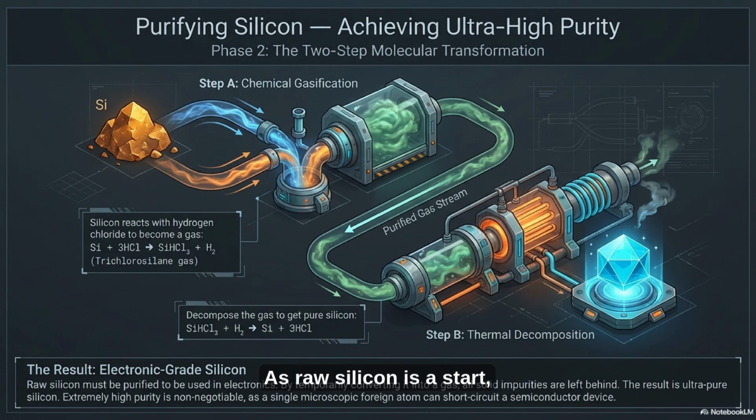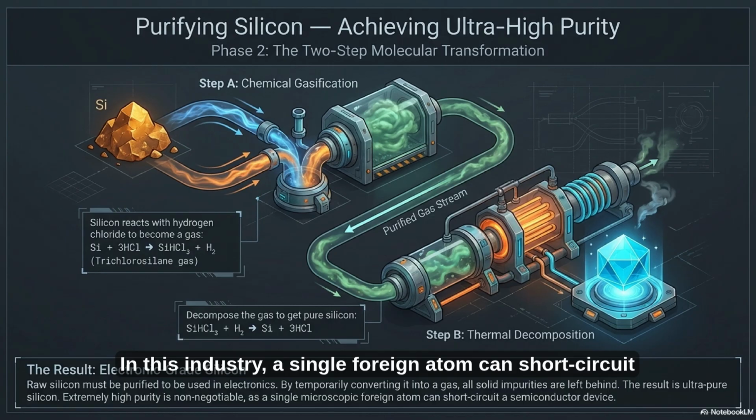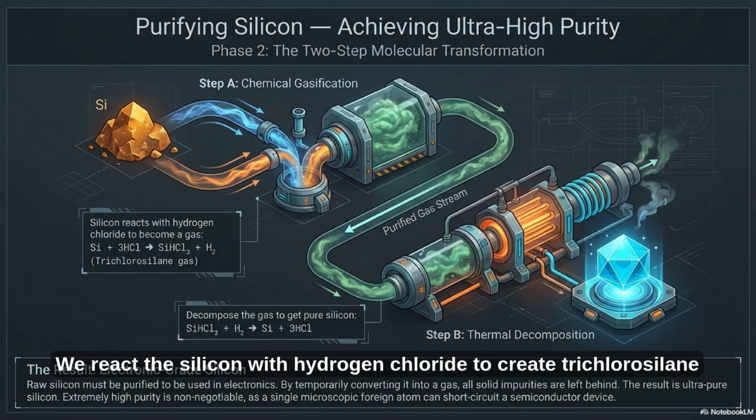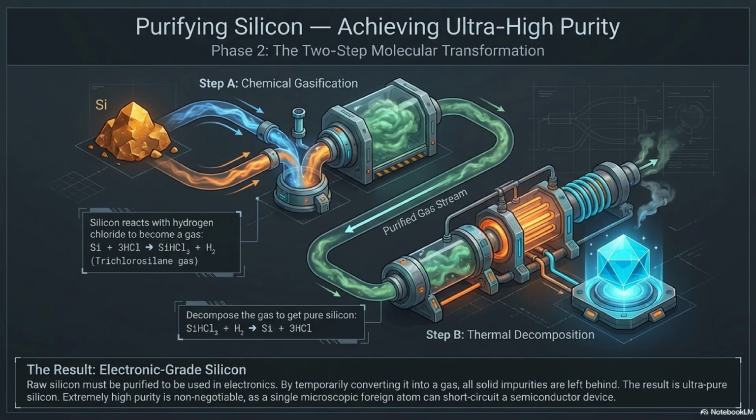Raw silicon is a start, but it isn't ready for tech. Electronics require electronic-grade silicon. In this industry, a single foreign atom can short-circuit a device. Purity is non-negotiable. So we use a 2-step molecular transformation. First is chemical gasification. We react the silicon with hydrogen chloride to create trichlorosilane gas. This leaves all solid impurities behind. The second step is thermal decomposition. We then decompose that gas with hydrogen to recover ultra-pure silicon.